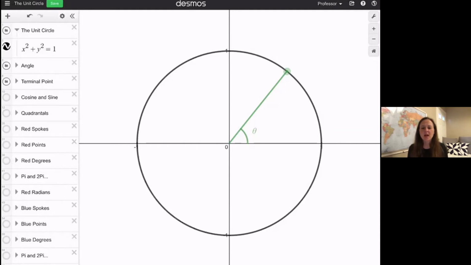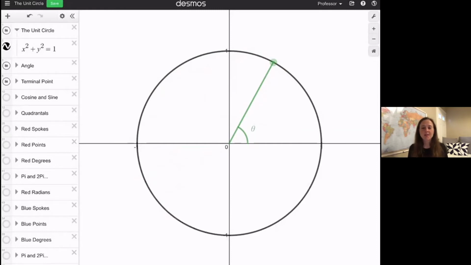Let's see, and I also have an angle drawn in standard position. All right, every angle that you draw in standard position is going to hit this unit circle somewhere. So no matter where that angle is, positive, negative, big, small, it's going to hit the unit circle somewhere. And the place where an angle hits the unit circle is called its terminal point. Okay, so that green point that I've been dragging around the circle is called a terminal point.